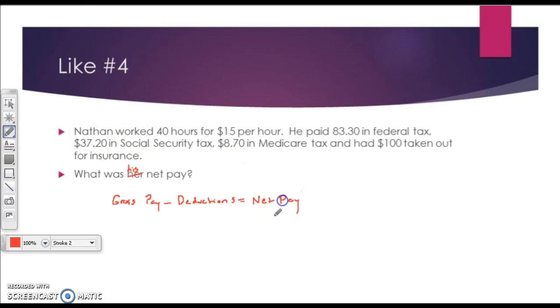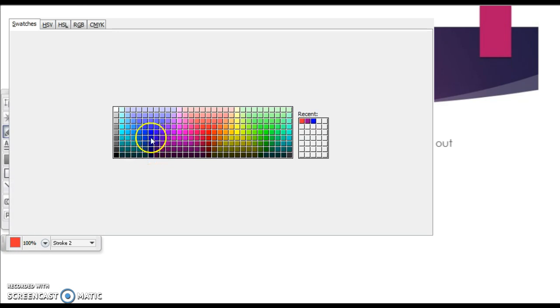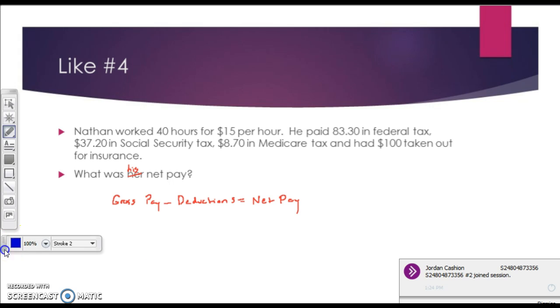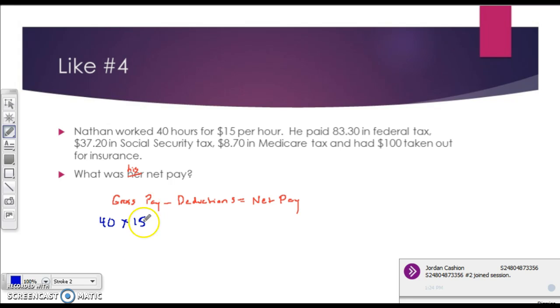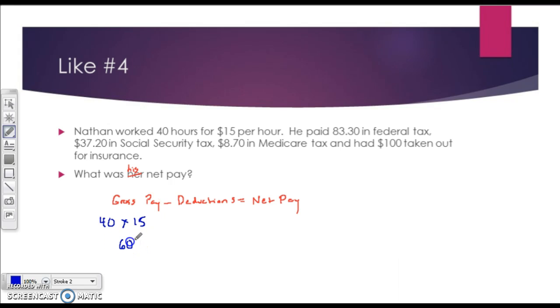All right, so let's fill in what we know. Gross pay, we don't know, but we can figure it out. We know that gross pay is made up of the hourly rate times the hours. So here I'm going to say 40 times 15 to get his gross pay, or how much he earned. I put that in my calculator, 40 times 15, and his gross pay is 600 bucks.